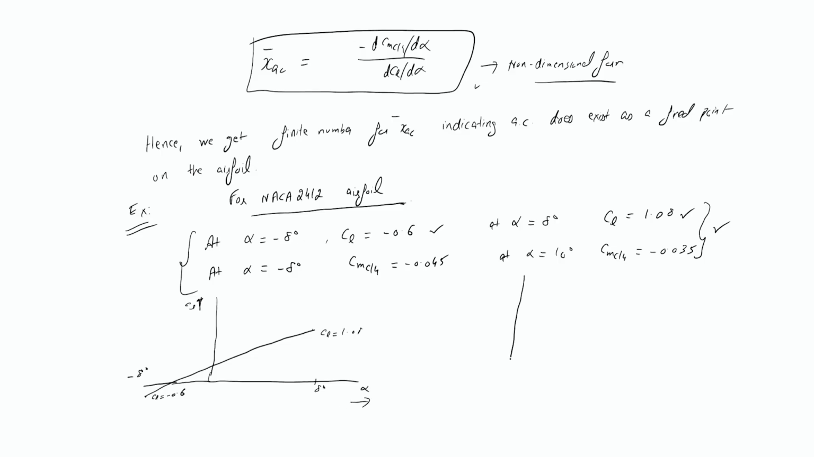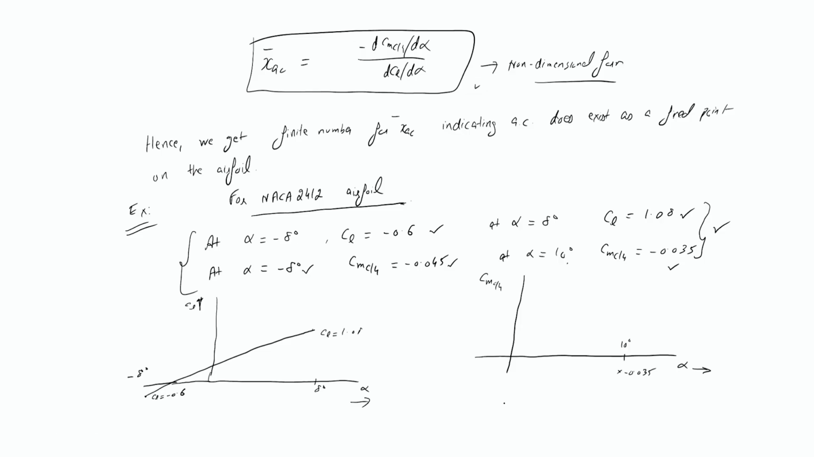Similarly, now let us plot the CM c/4 versus alpha curve, that is CM c/4 with angle of attack alpha. We are given that at alpha equals minus 8 degrees, CM c/4 is minus 0.045, and at alpha equals 10 degrees, CM c/4 is minus 0.035. So let us consider alpha equals 10 degrees, this is 10 degrees, this is the value of CM, which is around minus 0.035.